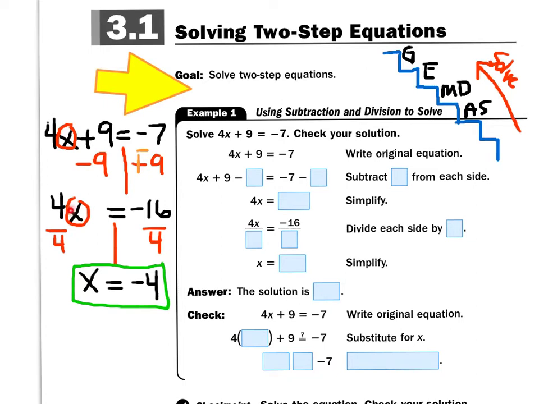So I bring down my 4x, I bring down the equal sign, and negative 7 plus negative 9 would make negative 16. And now I circle the variable, bring down my wall, and to get rid of the multiplying by 4, I have to divide by 4 on both sides. So then these 4's cancel to make that giant invisible 1. So I get x, I bring down the equal sign, equals, and then negative 16 divided by 4 is negative 4.